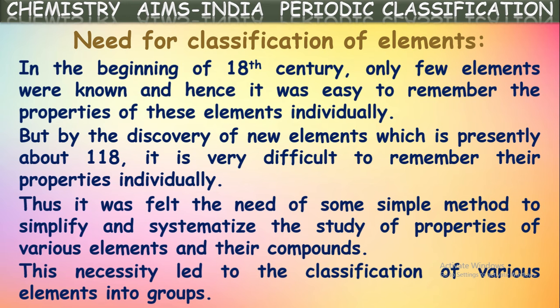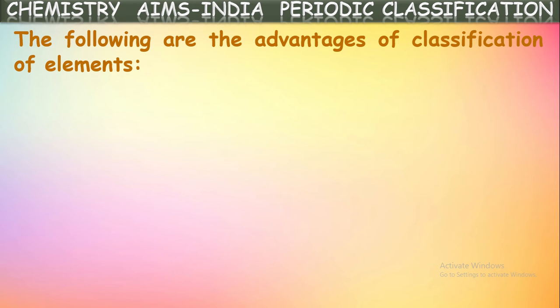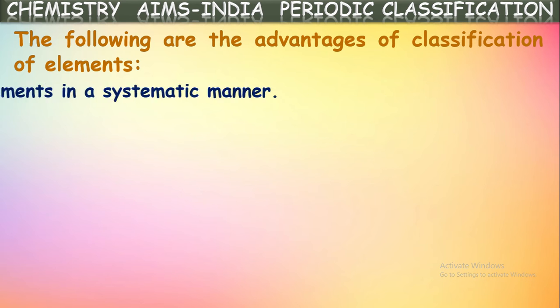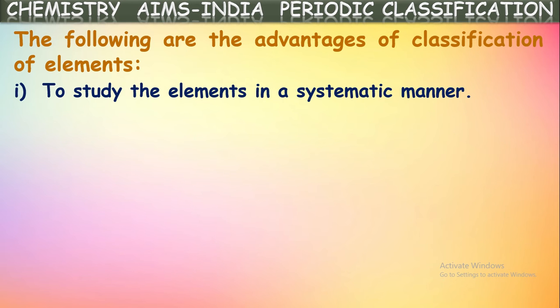So what happens when elements are classified into batches? Those are the advantages of classification of elements. Yes, there are some advantages by classifying the elements into groups or batches. What are those? First, we can study the elements in a systematic manner. By grouping them, we can study the properties of the elements systematically. Suppose certain elements are classified into one batch. Now we can say the properties of all the elements in that batch will be similar. If we know the properties of one element, the same can be expected from the remaining elements almost. In that way, it is made very easy.